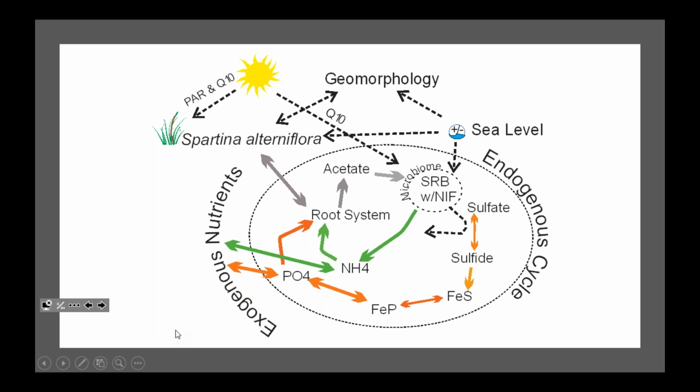These represent flows of things. These represent connections. Sea level affects the growth of the plant. The plant, through its root system, produces acetate, which feeds the sulfate-reducing bacteria that do various interesting things. And there's a complex system of negative feedbacks here, which keeps this system going.